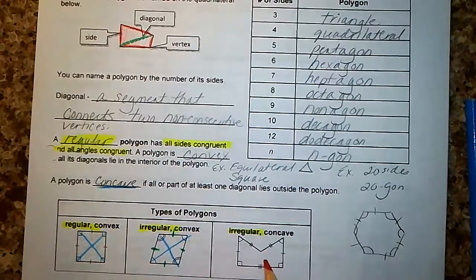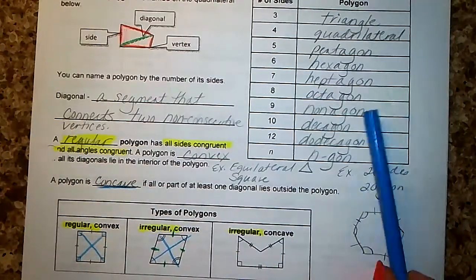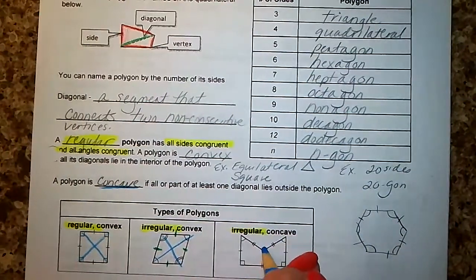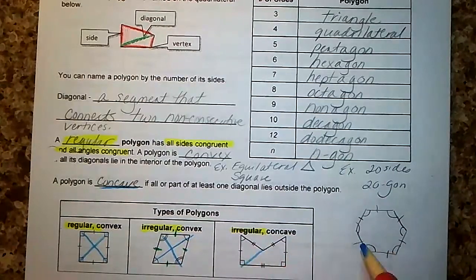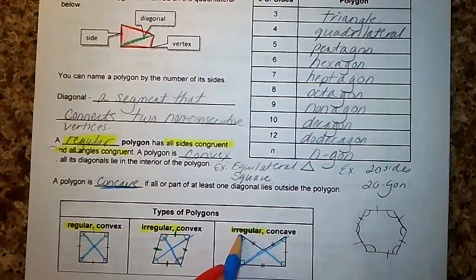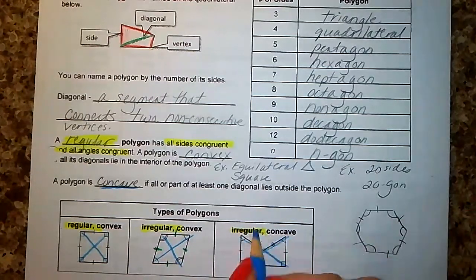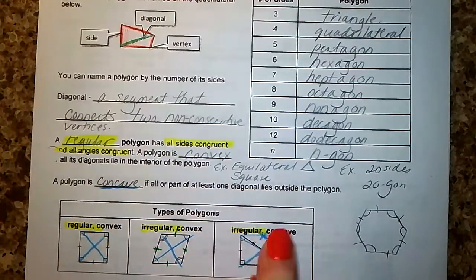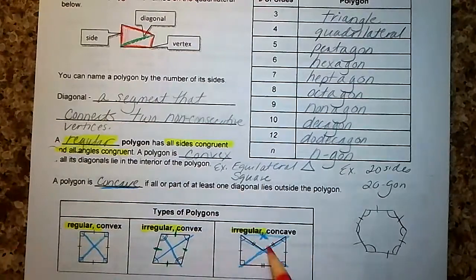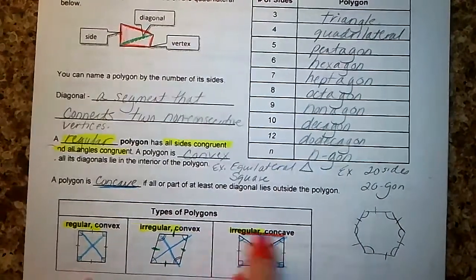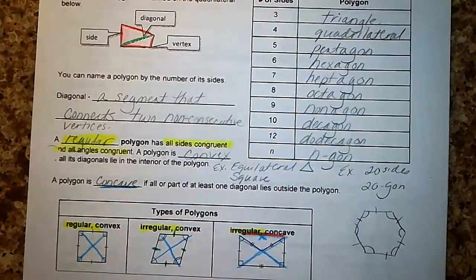Okay, figure's concave. So for example, on this one, right, I can connect here. Where else can I go? I can go over here. I can go over here. I can go over here. But look at this one. As soon as I go from here to here, that one there crosses outside of the polygon. Anytime you have one diagonal, here's one, that crosses outside, that's considered concave.